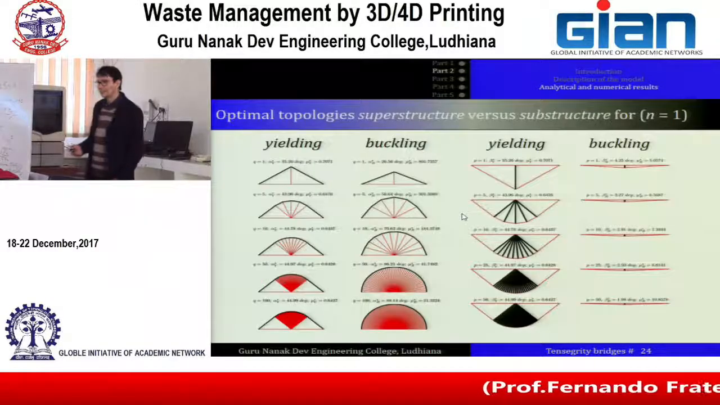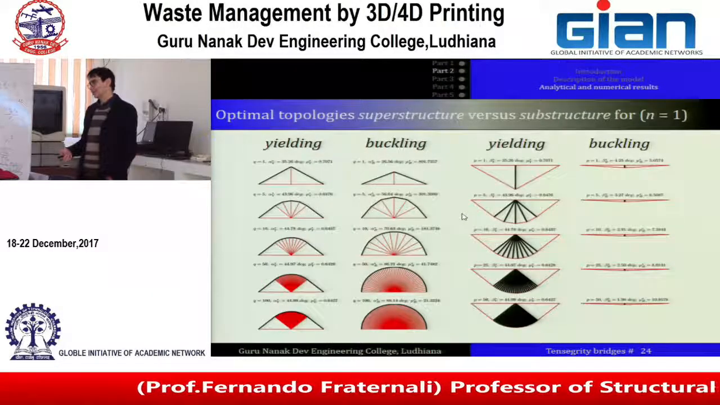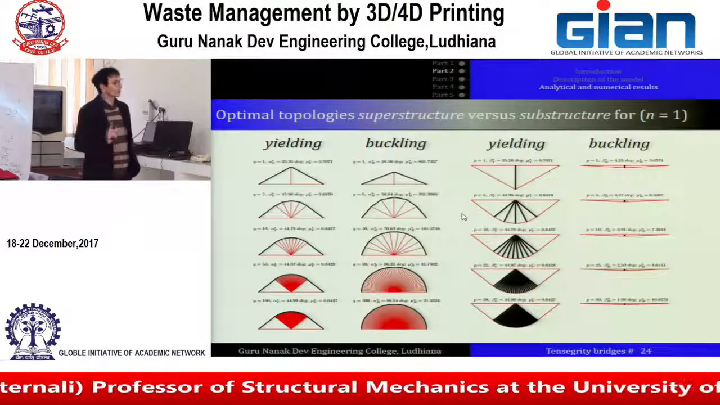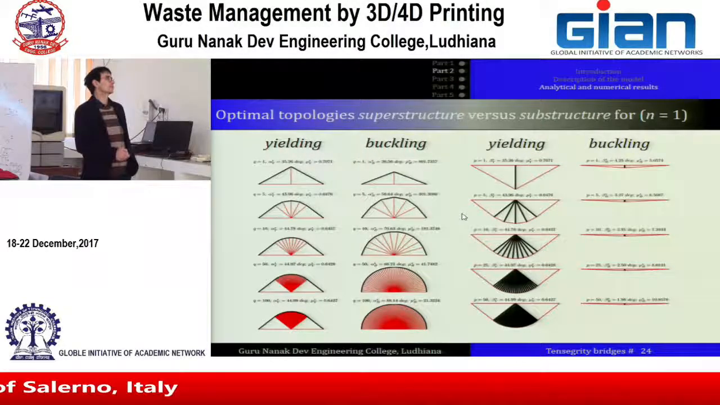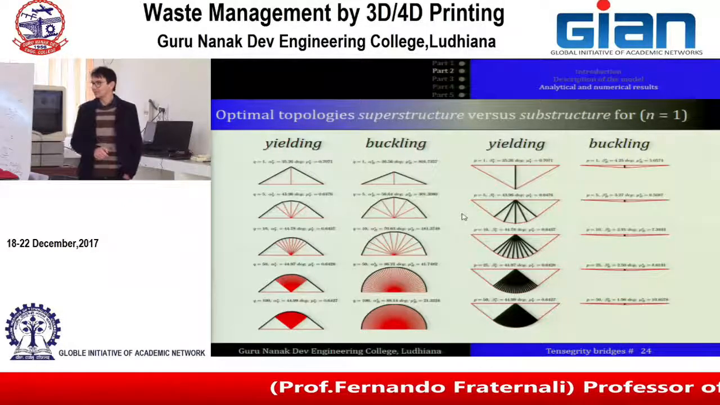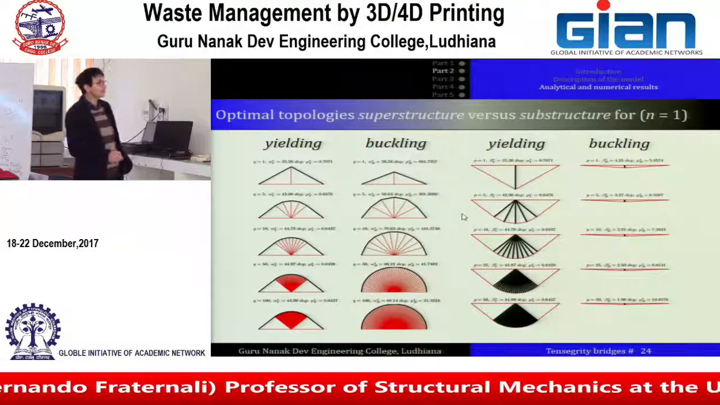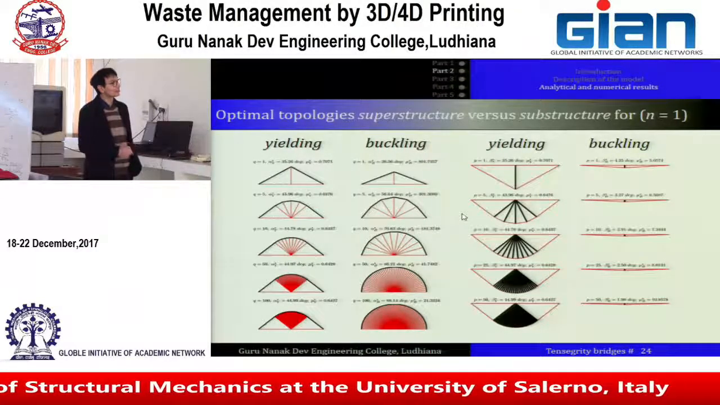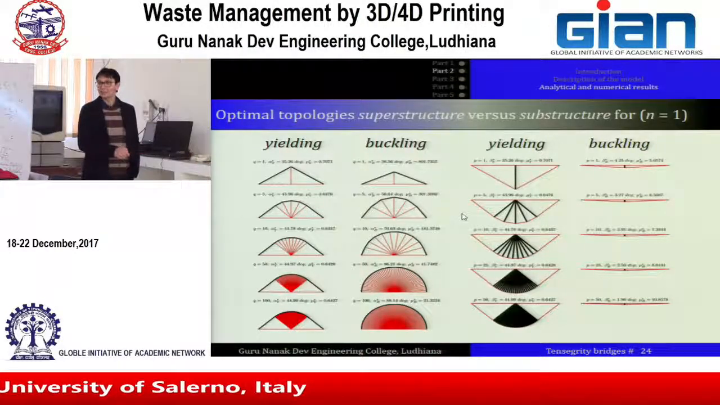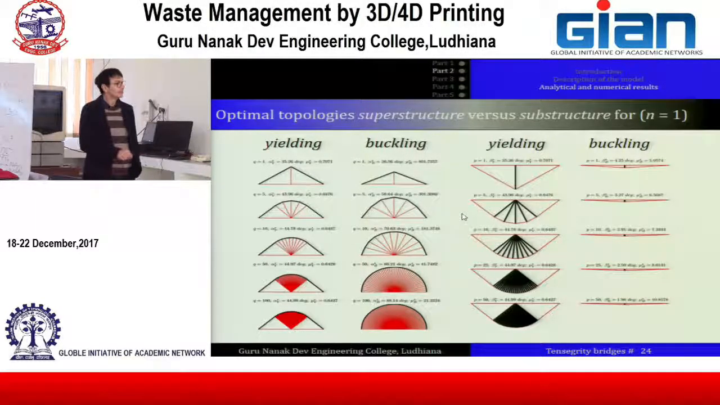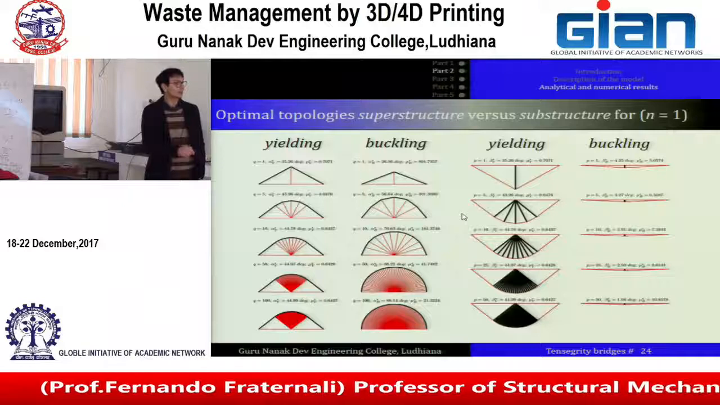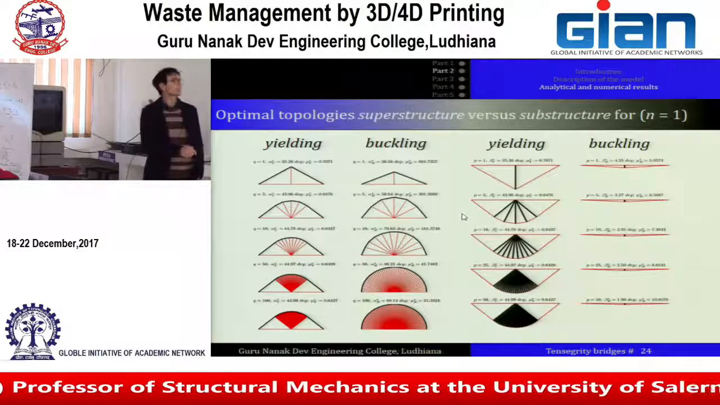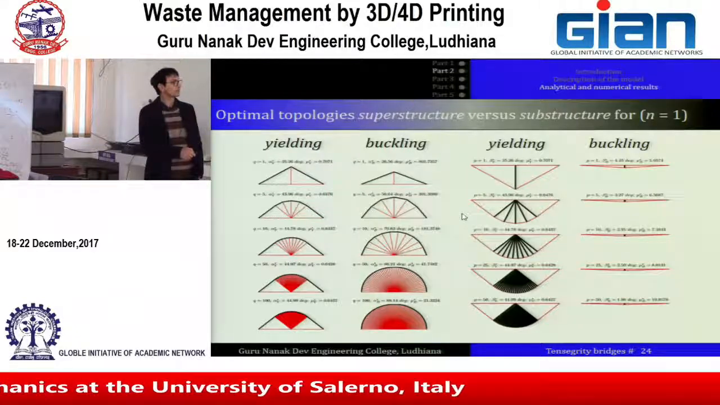Then we changed, okay? And we did it numerically. So this is always for n equal to 1. Let's forget about that. This is the best superstructure, and this is the best substructure. If you account for buckling, if you want a superstructure, you will have this fan shape, which is nice actually. But the normalized mass of this is 21. This is the best design for a substructure accounting for buckling.